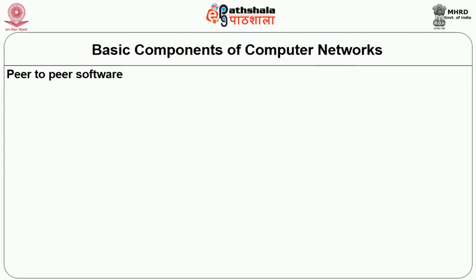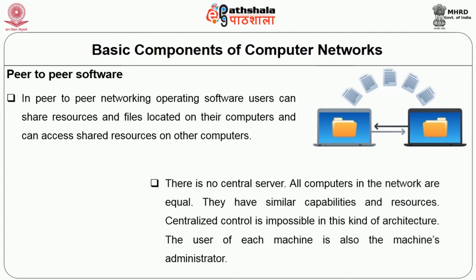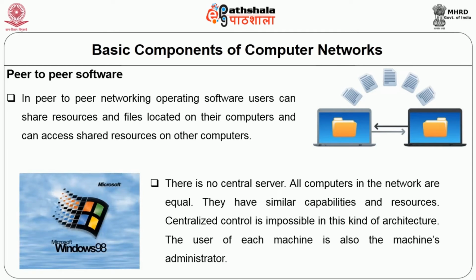Let us see peer-to-peer software first. In peer-to-peer networking, operating software users can share resources and files located on their computers and can access shared resources on other computers. There is no central server. All computers in the network are equal. They have similar capabilities and resources. Centralized control is impossible in this kind of architecture. The user of each machine is also the machine's administrator. An example of peer-to-peer network software is the Windows 98 environment. Workgroups are used for this type of organization.